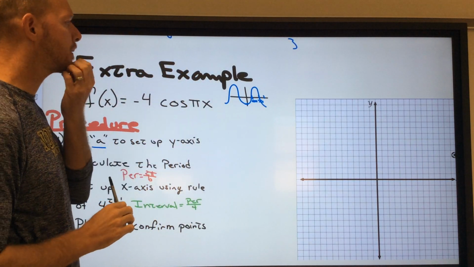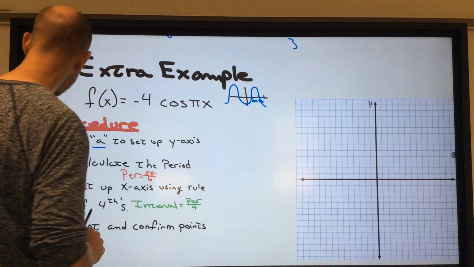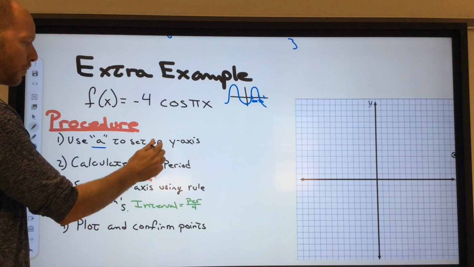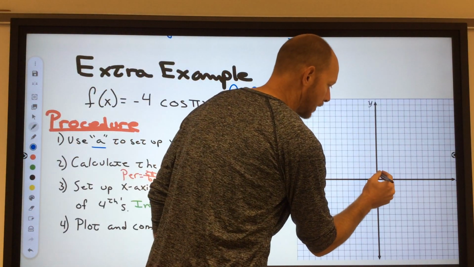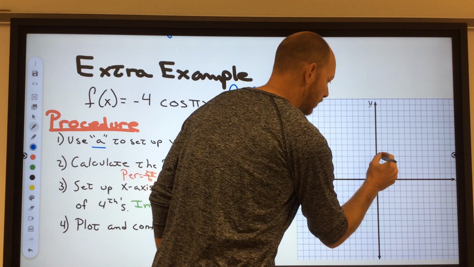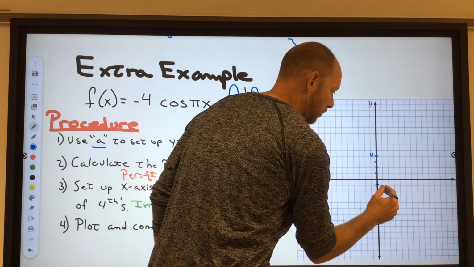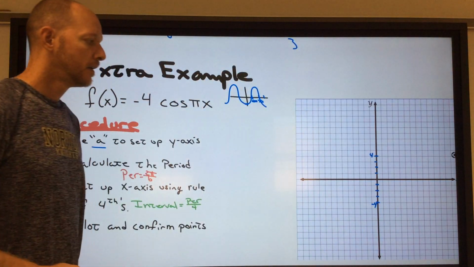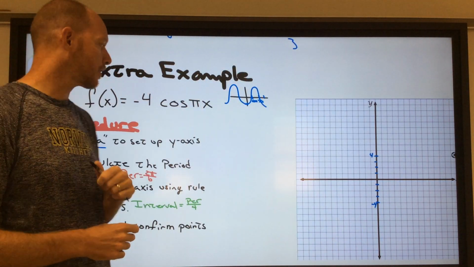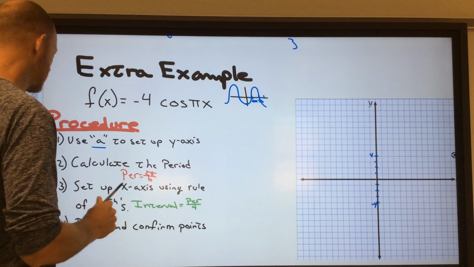All right. Now let's think about how to get the actual point. So we're going to set up our y-axis again using the A value of 4. So I'm going to go up 1, 2, 3, 4. Down 1, 2, 3, 4. So there's my y-axis. Check it off. That's set up. The period's next.